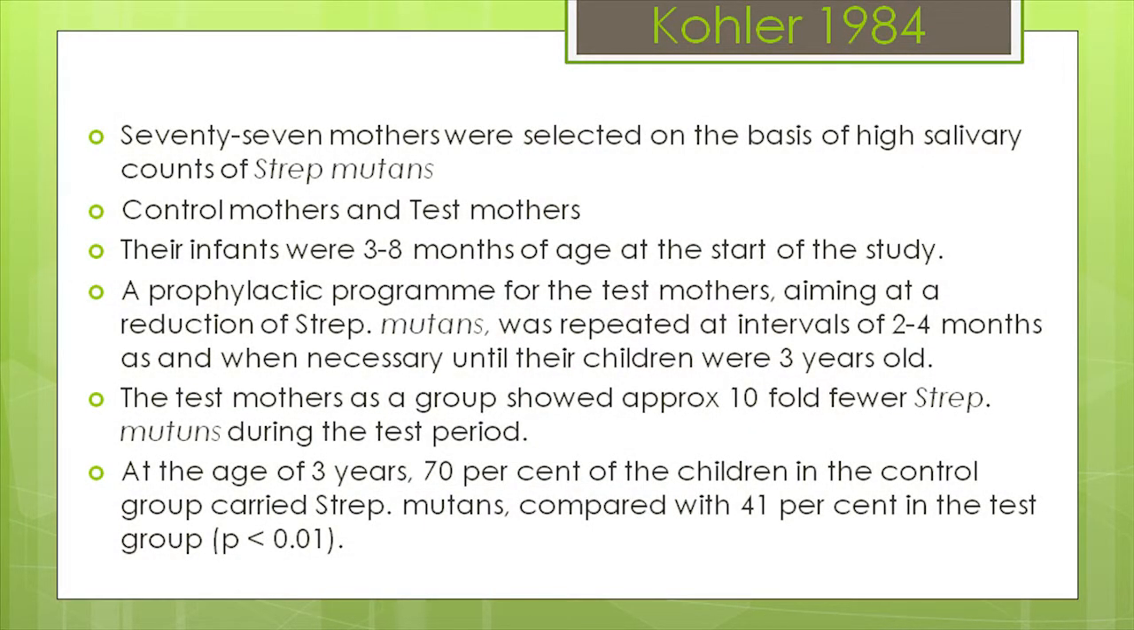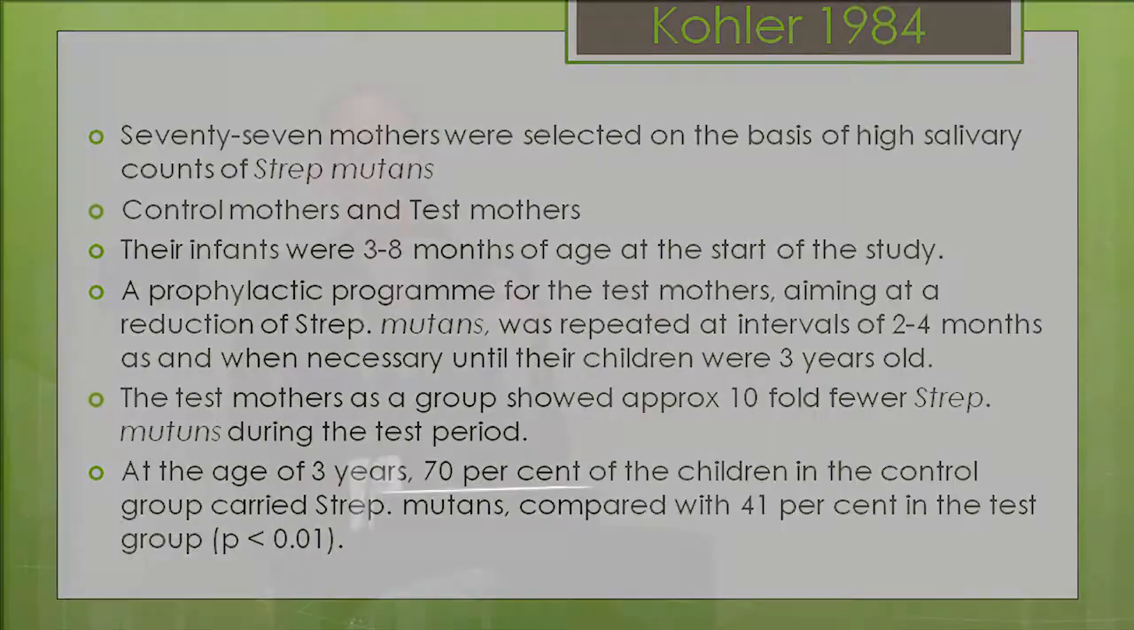The next thing, and this is sort of the next step up, 2 years later, the same researcher, is what he did is he had 77 mothers. He gave them a prophylactic program similar to 2 years before, and this is the important bit. At the age of 3 years, he showed that 70% of the children in the control group carried Streptococcus mutans compared with 41%. So what he was doing is he was saying by teaching the mothers, you can reduce their mutans streptococci, and you can also reduce the mutans streptococci in their children. Again, nothing to do with xylitol.